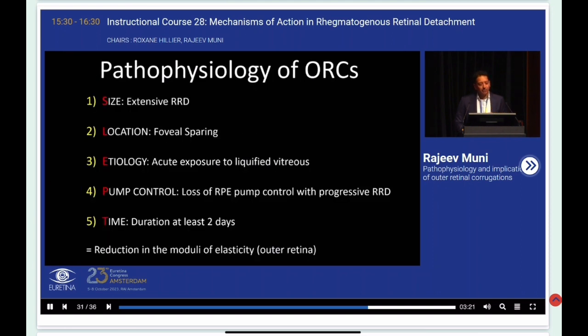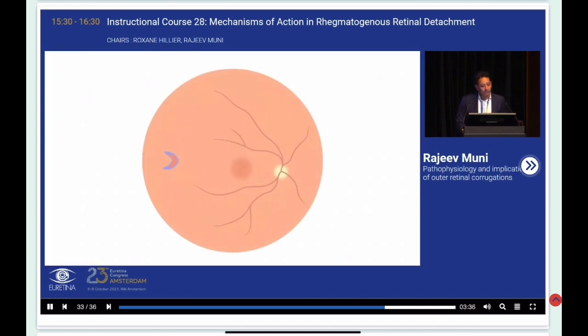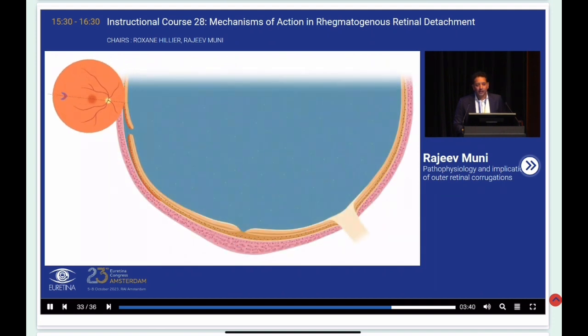And so if we look at the pathophysiology of outer retinal corrugations, you can use this mnemonic, SLEPT. It's size-dependent, location, it's foveal sparing, it requires an acute exposure to liquefied vitreous, you need a loss of pump control, and it takes at least 2 days. So I'm going to show you this animation video that demonstrates how this is happening. You get a retinal break, subretinal fluid goes under the break and causes a hydration of the outer retina.